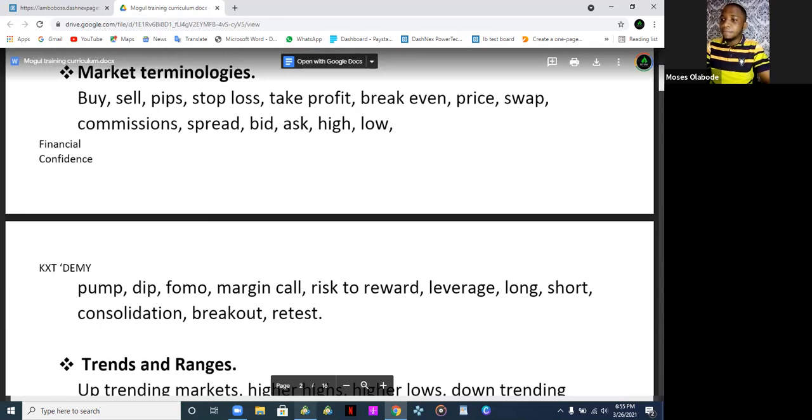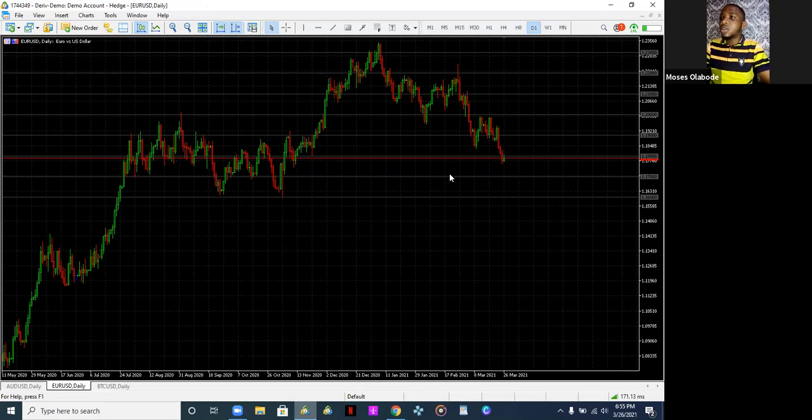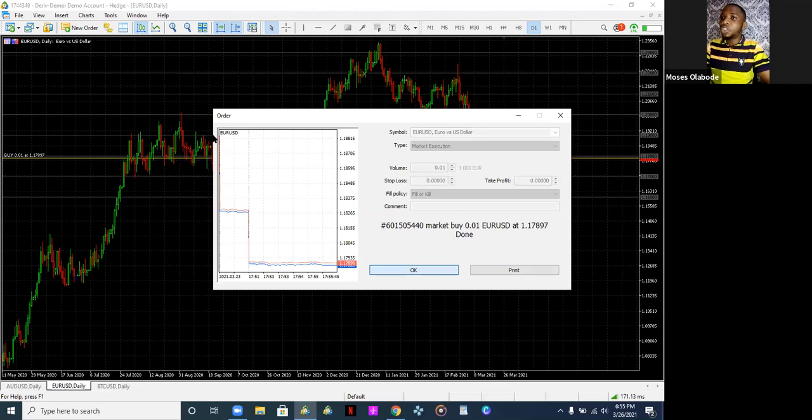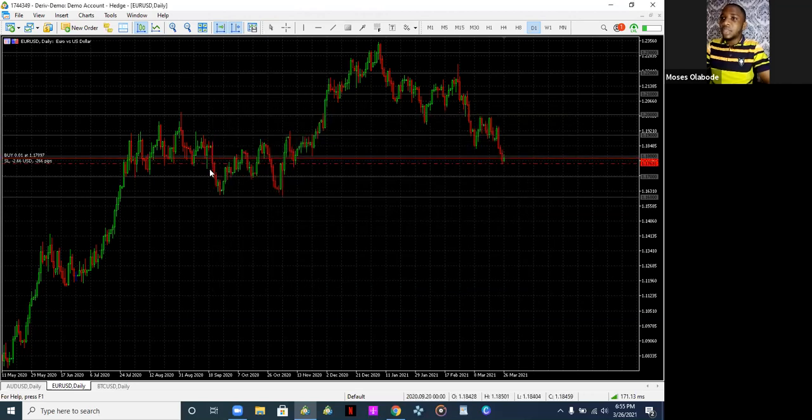Stop loss. Okay. Stop loss is what you put above or below your trade order to prevent loss from it. It's the stop loss that you use to calculate how much you risk in the market. So if this is my stop loss here, I'm losing $6.